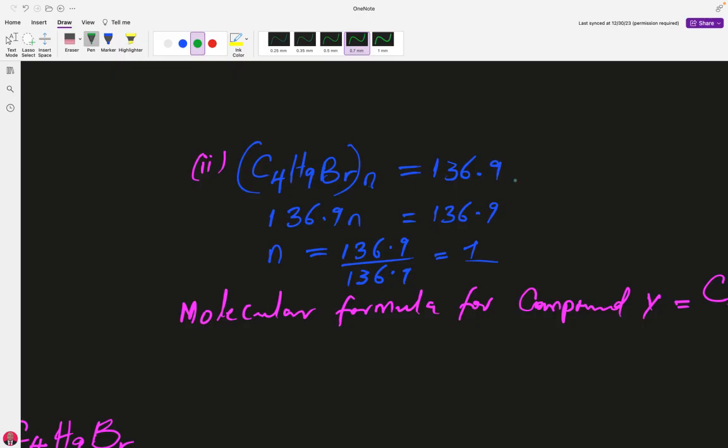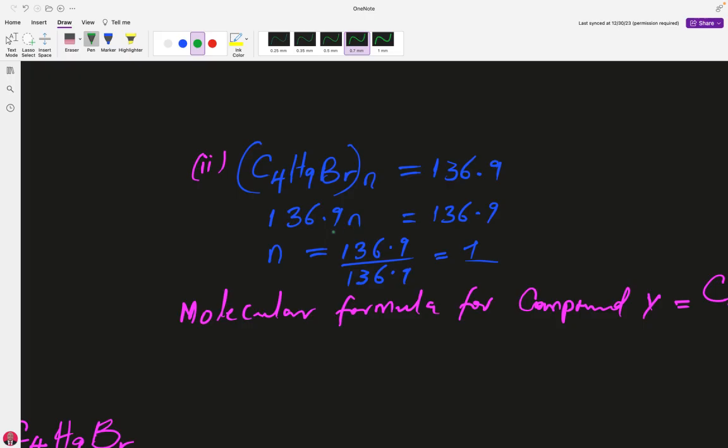That will give us the molecular weight. Now, if we calculate the molecular mass of the empirical formula, we will have 12 times 4, which is 48, plus 1 times 9, which is 9, then 79.9 times 1, because we have only 1 Br. 79.9. When we add all this, we will have a total of 136.9 n. We know n is the number of moles.